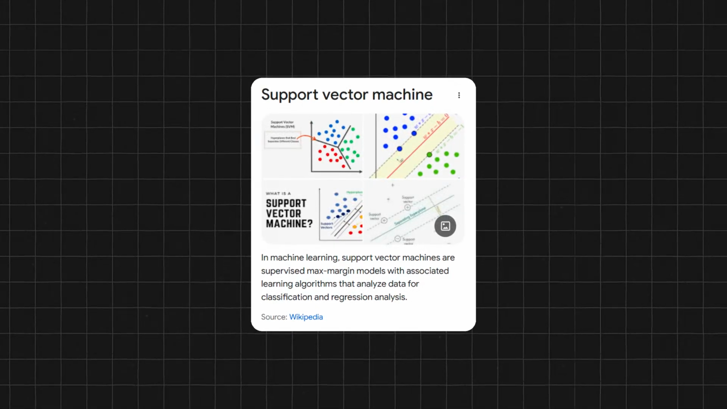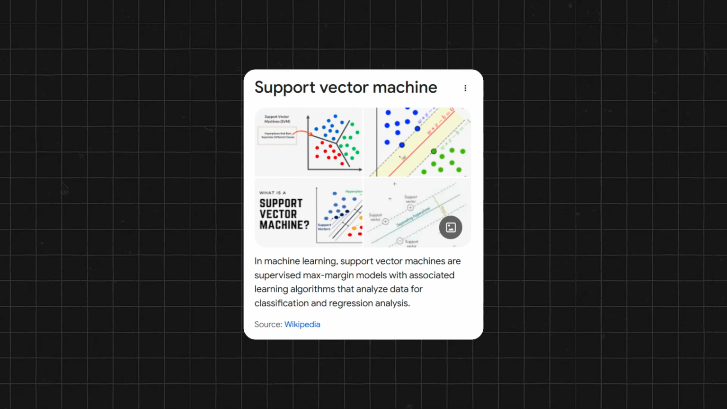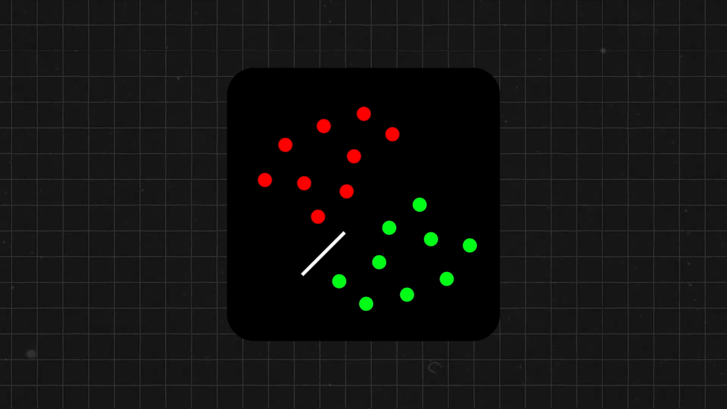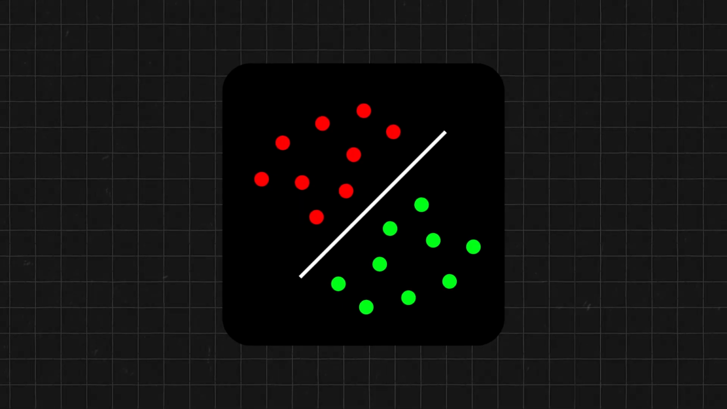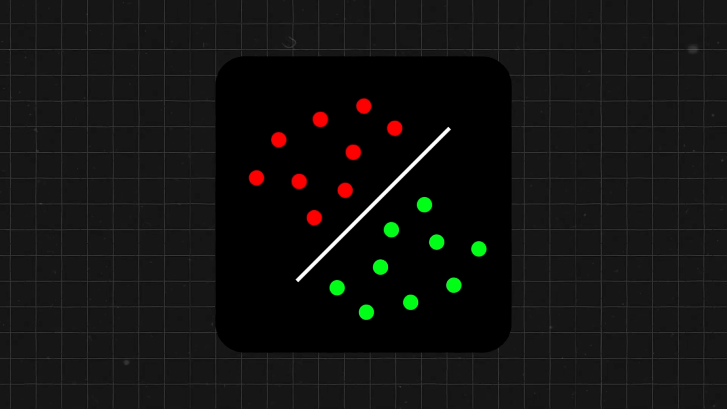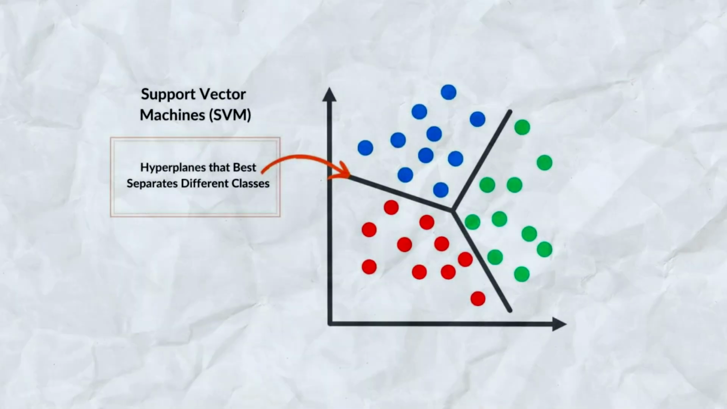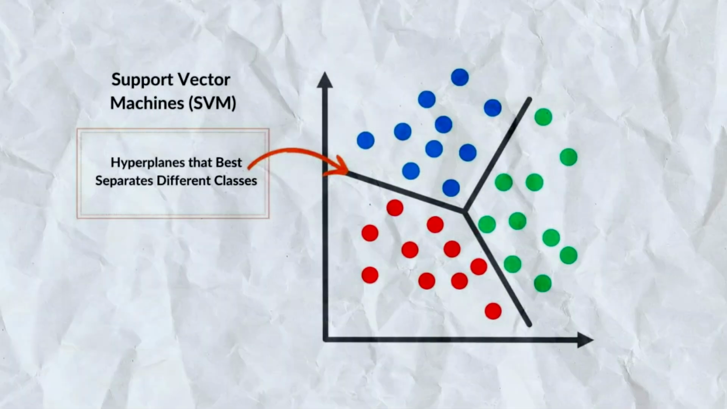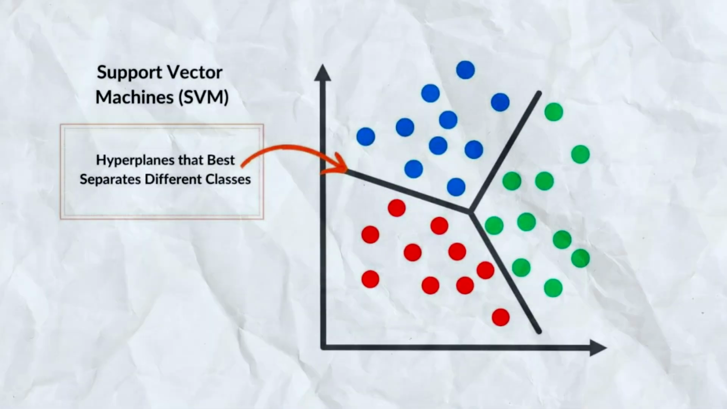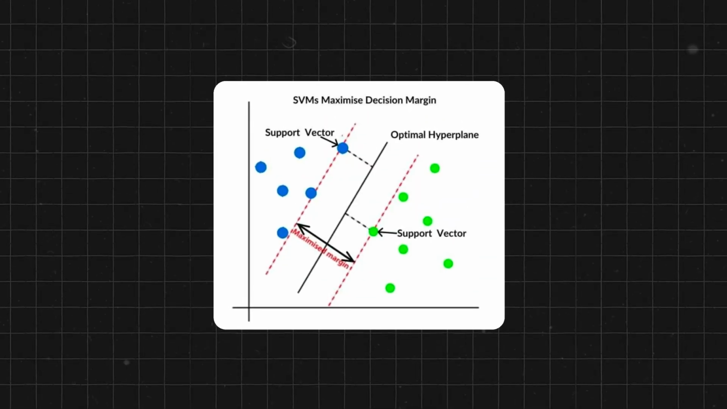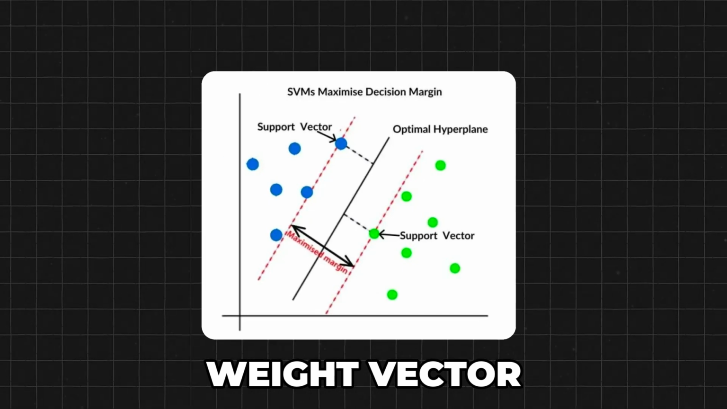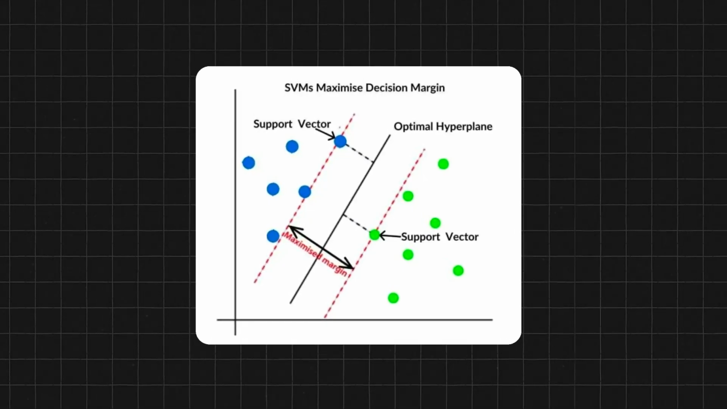Support vector machines take a more geometric perspective on classification. Imagine you have two groups of data points, such as different types of flowers, and you want to draw a line or a hyperplane in higher dimensions that best separates these groups. SVM does this by not only finding any separating line, but one that maximizes the distance, or margin, between the closest points of each group. The optimization problem is formulated to minimize the squared norm of the weight vector while ensuring that every data point lies on the correct side of the margin.